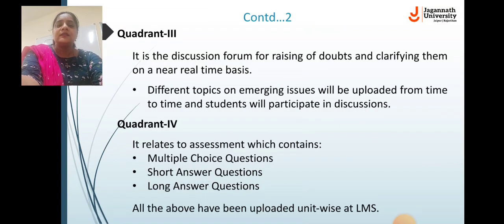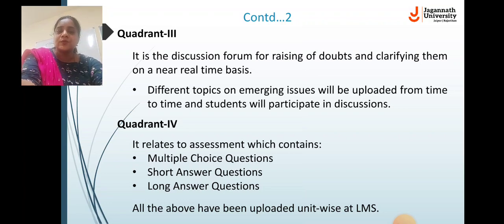Okay. Another is quadrant 3. It is a discussion forum for raising doubts and clarifying them on a real-time basis. Basically, the discussion forum will serve 2 purposes. One, if the student is having any query, he or she can raise the queries and have them solved by the course coordinator on the discussion forum. Second, if the course coordinator wants to raise discussion on any topic of the syllabus, he or she can raise the discussion on the discussion forum and the students may participate in it.